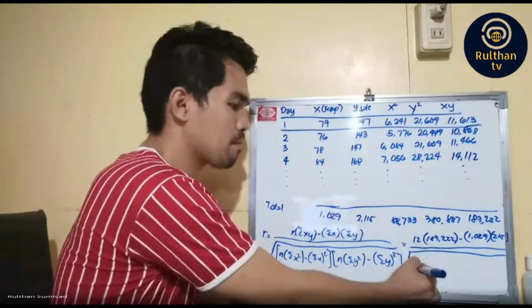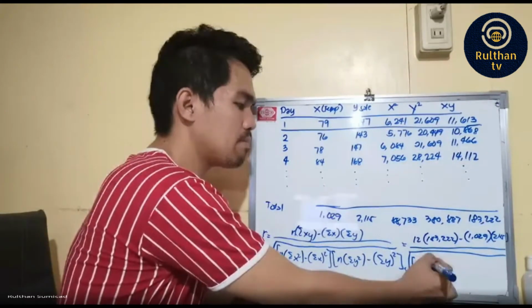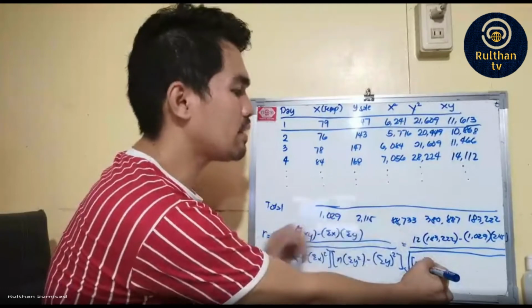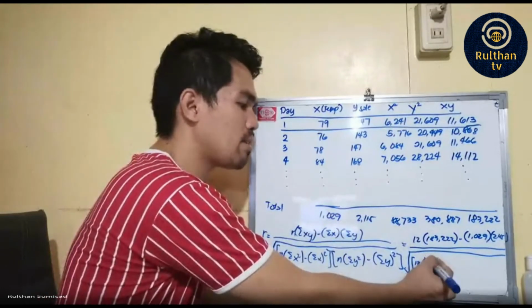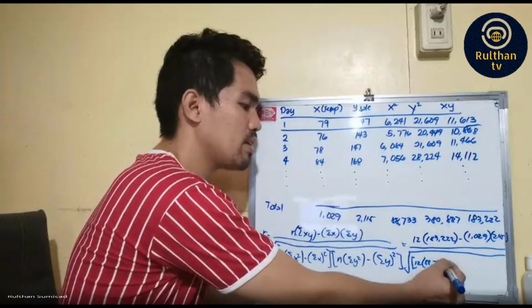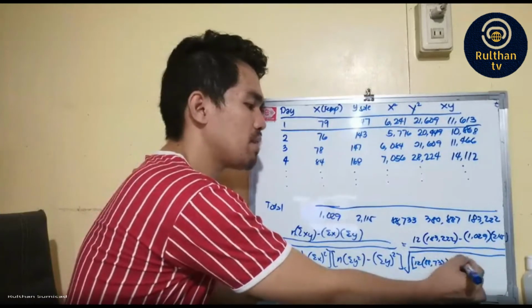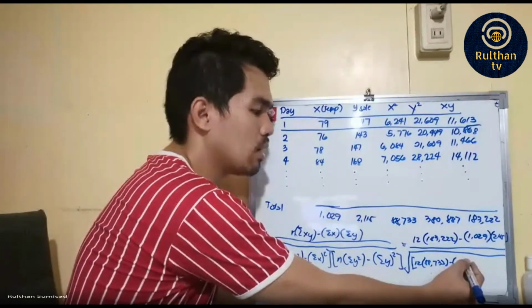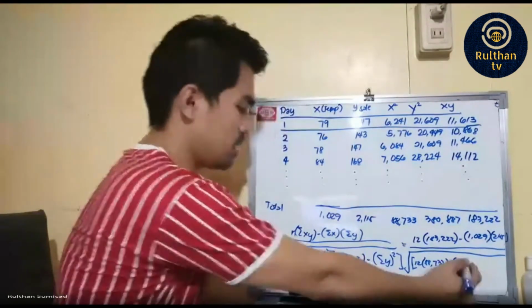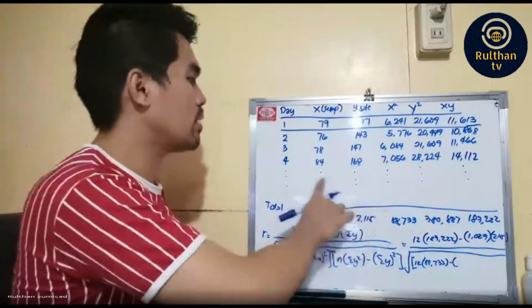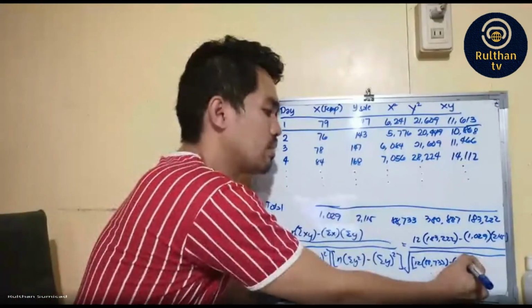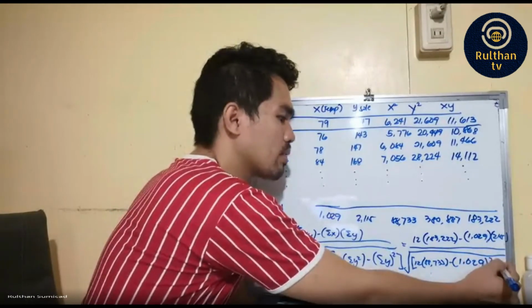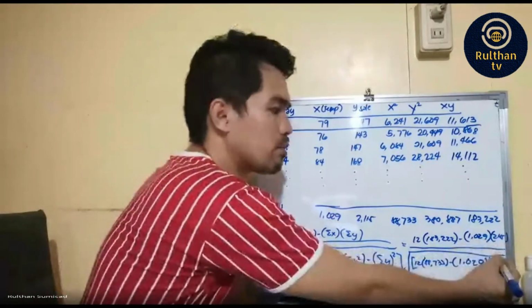So we have 12 times the summation of x squared, which is 88,733, minus the summation of x, then squared. That's 1,029 squared, times the other, let me close this one first.